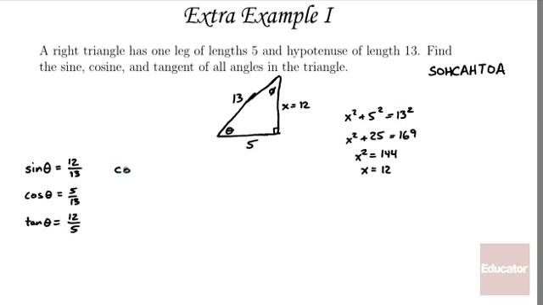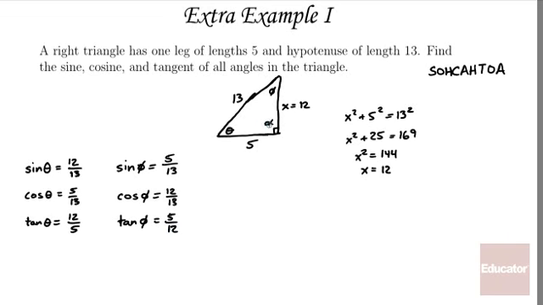Phi. Sine of phi, let's do that one first, is equal to the opposite over hypotenuse. Well, the opposite side to phi is 5, and the hypotenuse is still 13. The cosine of phi is equal to the adjacent side. The side adjacent to phi is 12 over 13. And the tangent of phi is equal to the opposite over adjacent. Well, the opposite side of phi is 5, and the adjacent side is 12.